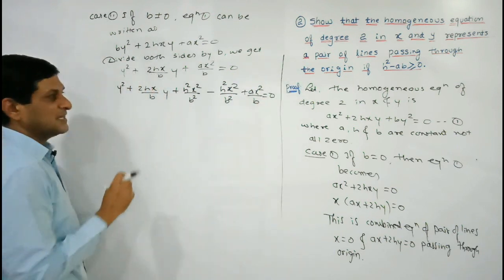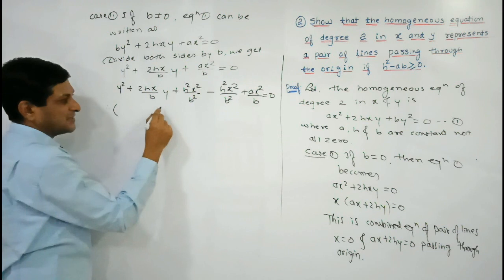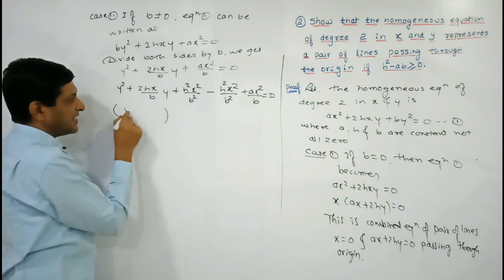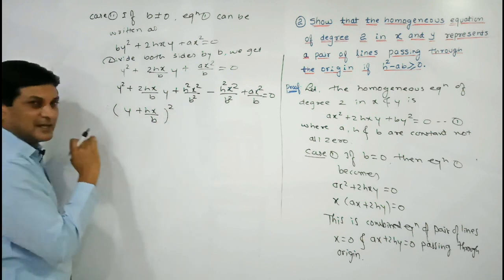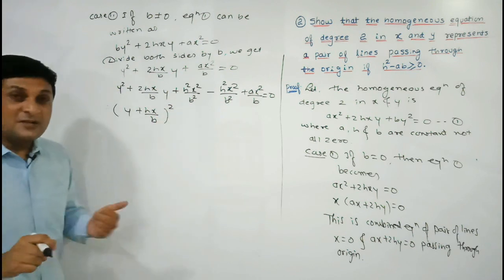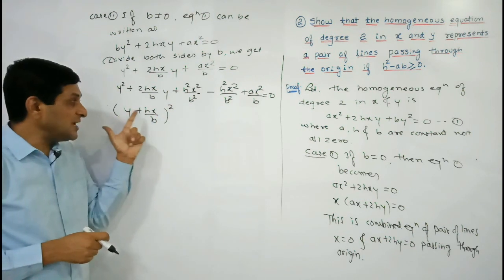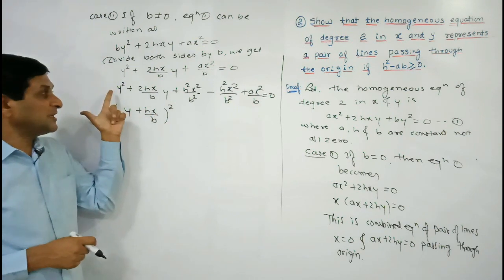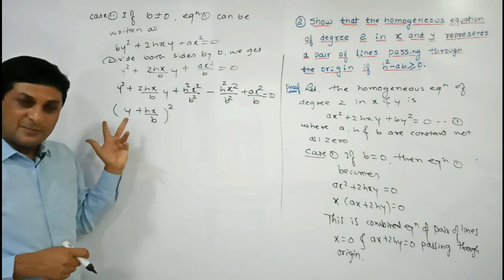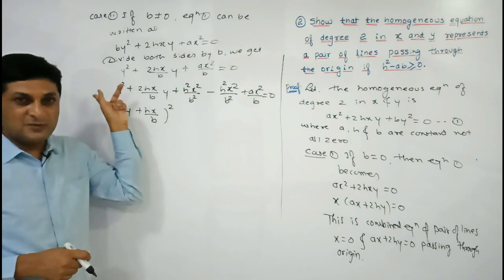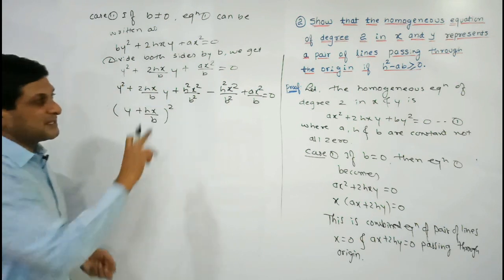On this side 0 also as it is, isn't it? Now easily we can observe that these first three terms are the value of y plus hx upon b, whole bracket square, means we have completed the square. Again, if you find its expansion using a plus b whole bracket square, you will get a square plus 2ab plus b square, means you will get the same three terms.